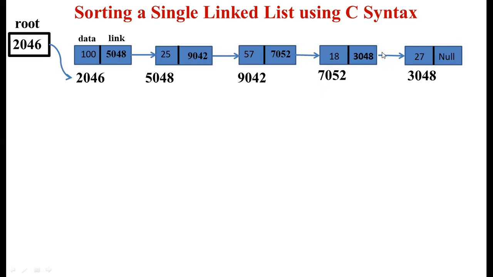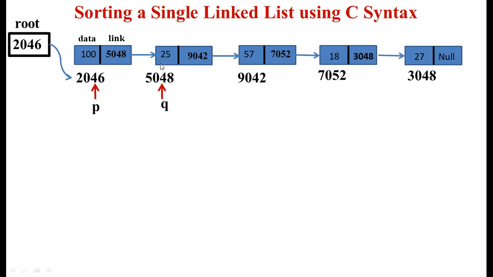So for example, consider this single linked list. The first pointer variable P is pointing to the first node, and Q is pointing to the next node immediately after P. Then we need to compare the P data with the Q data. If P data is greater than Q data, then what do we need to do? Immediately we need to swap the data. So here in this case, P data is greater than Q data.